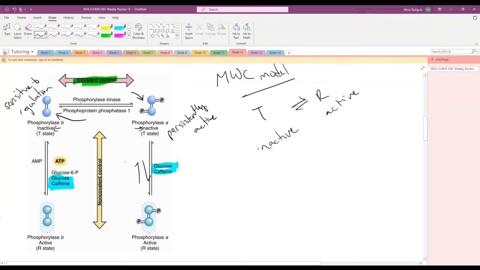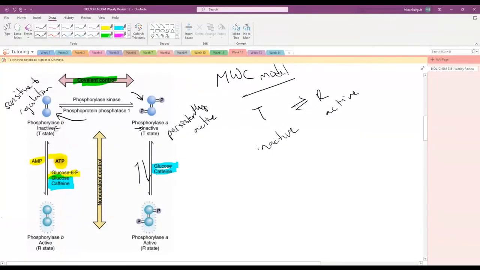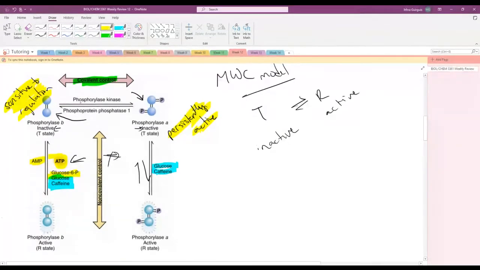All right, so now let's talk about the elephant in the room: AMP, ATP, glucose 6-phosphate. And what I mean specifically by that is, why are they on one side and not the other? This comes down to what I was saying earlier about this being persistently active and this being sensitive to regulation. So when you have, and I'm going to focus on the left, I'm going to be talking about the B form, but I'm specifically going to be looking at the right side of the equilibrium of the B form.